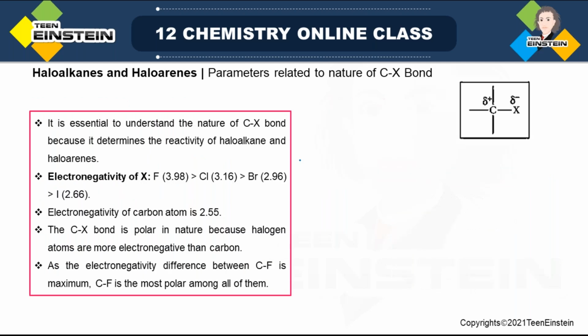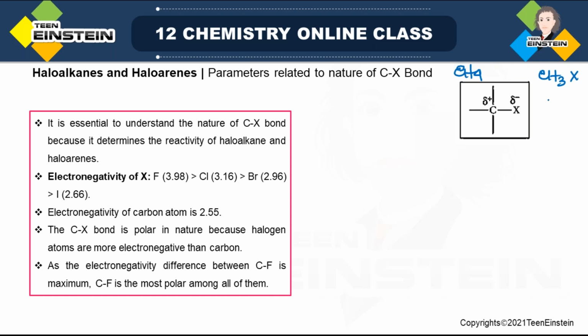So after finishing the nomenclature topic, next we'll see parameters that are related to the nature of the C-X bond. Now why are we focusing on these parameters? Because haloalkane you are basically getting from alkane. What you are doing is just replacing one of the hydrogens of alkane and getting a haloalkane. So just take the example of CH4. If you replace one hydrogen, now it will be CH3X, where X is any halogen.